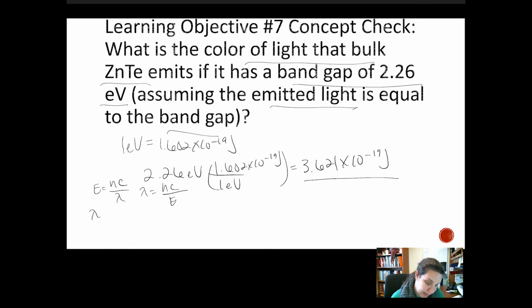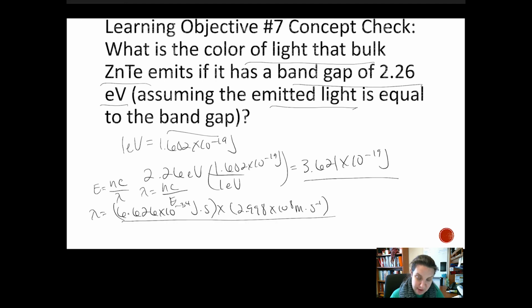So wavelength is equal to 6.626 times 10 to the negative 34 joules times seconds, times 2.998 times 10 to the 8th meters times seconds to the negative 1, so our speed of light, all divided by 3.621 times 10 to the negative 19 joules. This gives us a wavelength of 5.486 times 10 to the negative 7 meters. We convert this into nanometers, we get 549 nanometers, which is green.